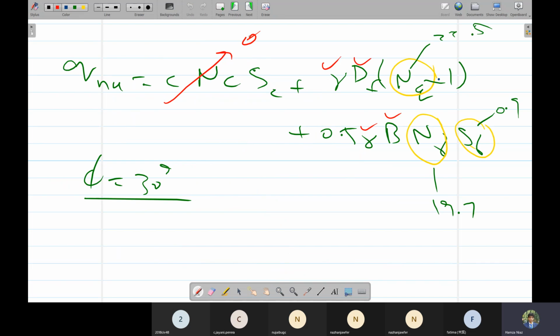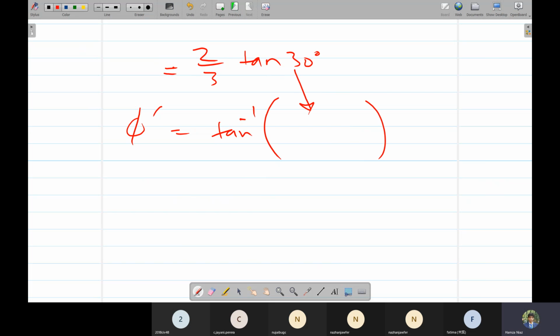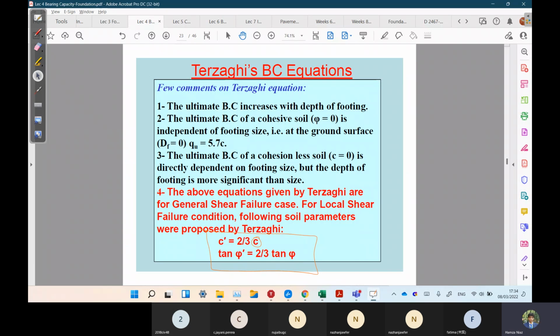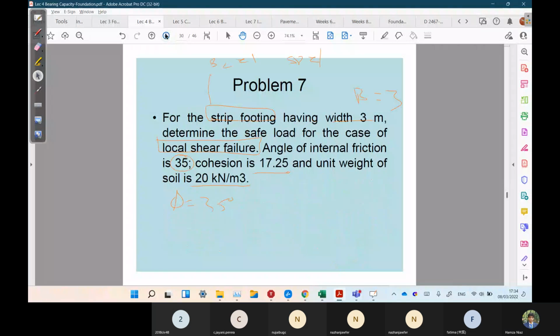phi is equal to 30 degrees. So simply multiply 2/3 tan 30 degrees. Whatever the value is, simply take tan inverse of that, this value, because this tan goes there and becomes inverse. So C dash for local shear failure is 2/3 of C, and phi dash for local shear failure is tan inverse of 2/3 tan phi. So simply this thing is different. The rest of the question is same. Just we have to change these two values.